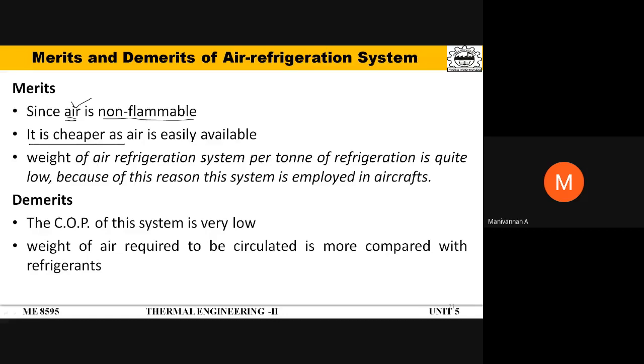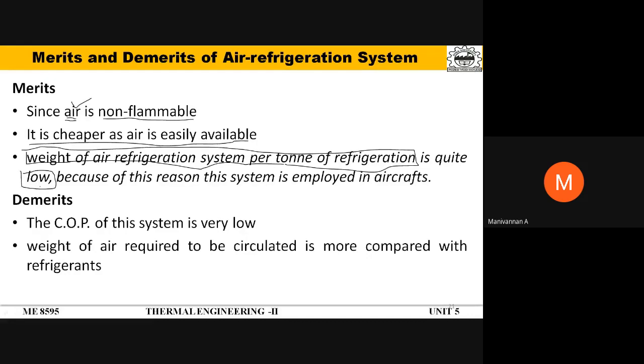And it is cheap and easily available. There is no need to search for a refrigerant and pay for it. Air is everywhere, it is freely available, so we can use air. And the main advantage of the air refrigeration system is the weight per ton of refrigeration. To produce 1 ton of refrigeration, how much weight is required, or what is the weight of the system? Compared to other refrigeration systems, the weight of the air refrigeration system is low.